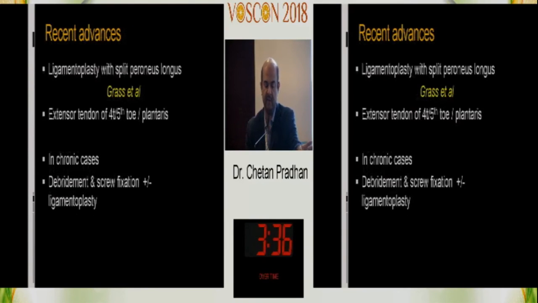Isolated, we have talked about some delayed presentations, recent advances, augmenting or ligamentoplasties using peroneus longus and extensor tendon slips have also been described.